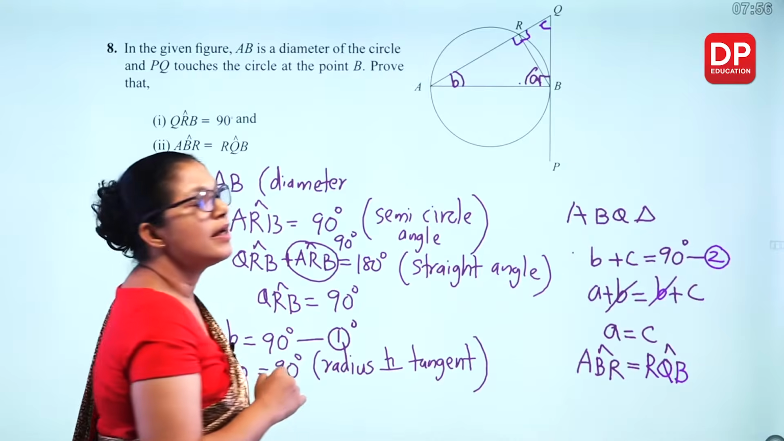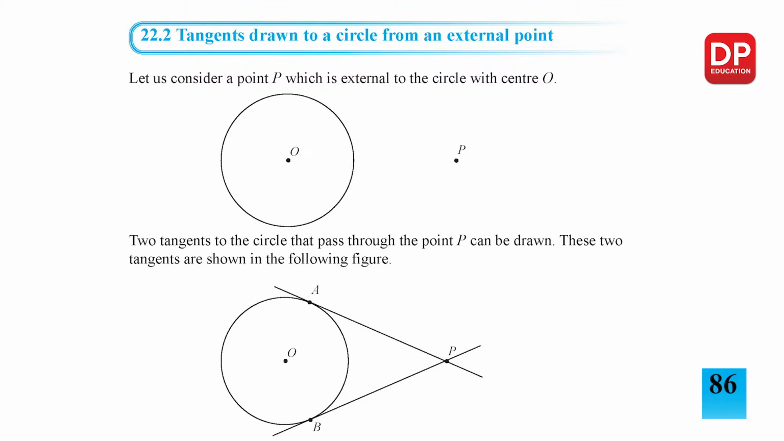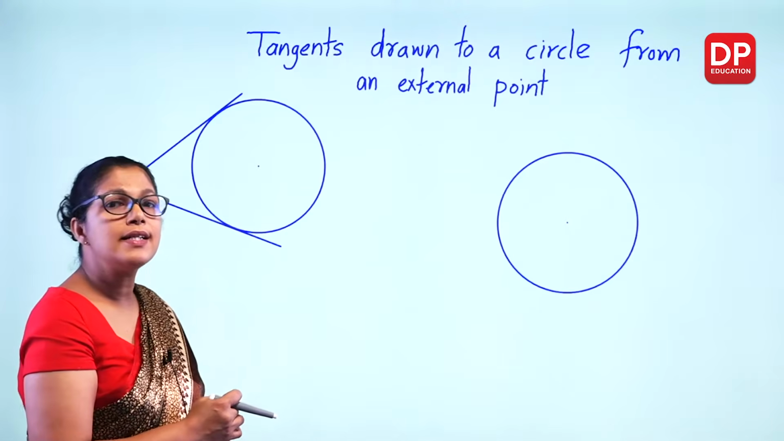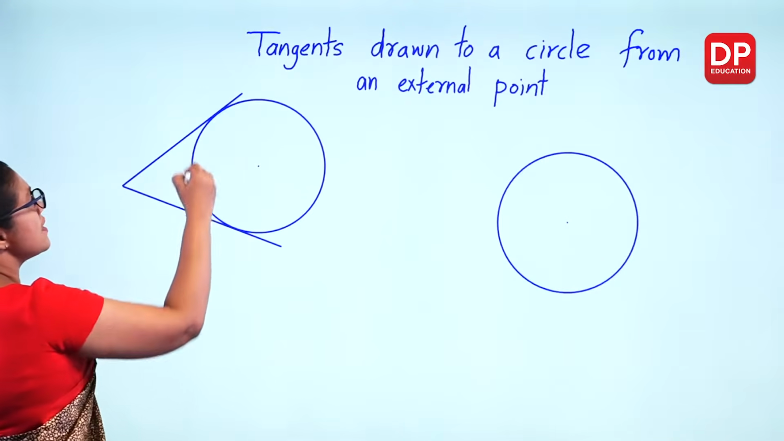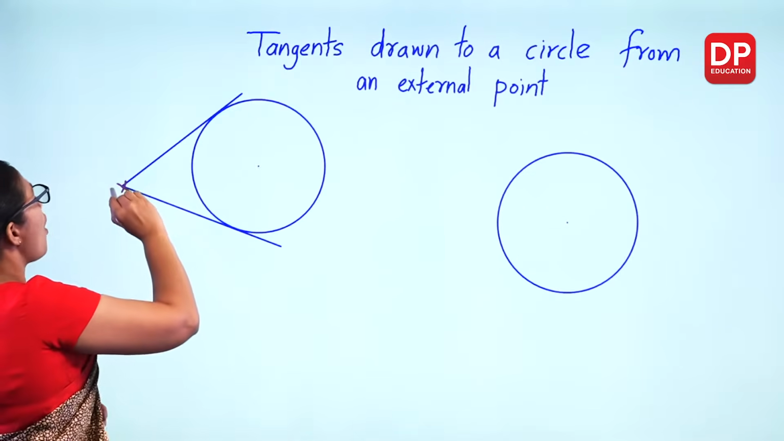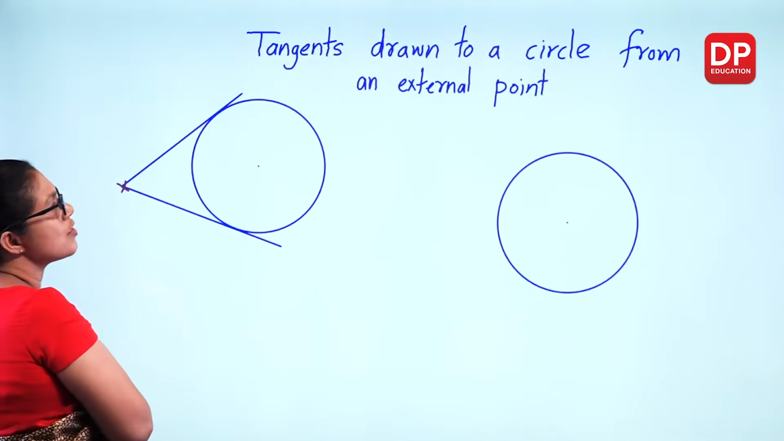So these two are equal. Now we'll look at what are tangents drawn to a circle from an external point. So take this diagram. This is a circle, this is the external point. From that we can draw two tangents.